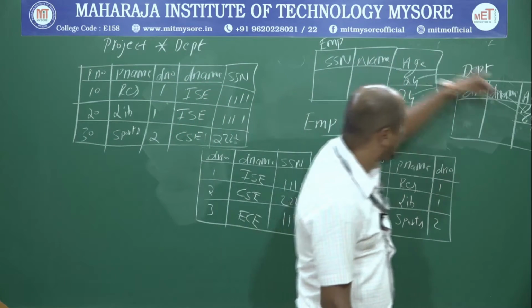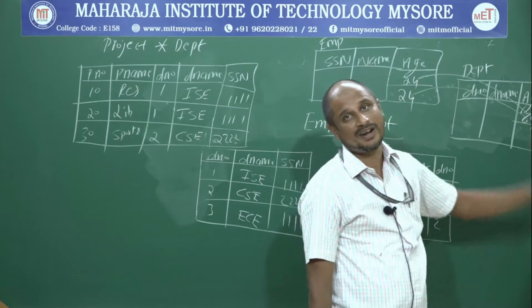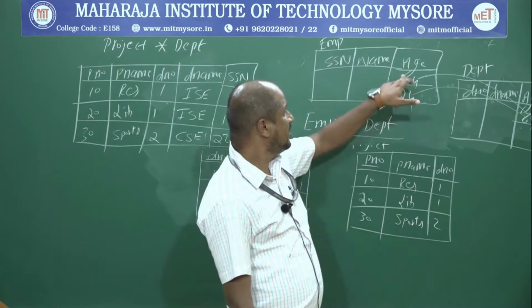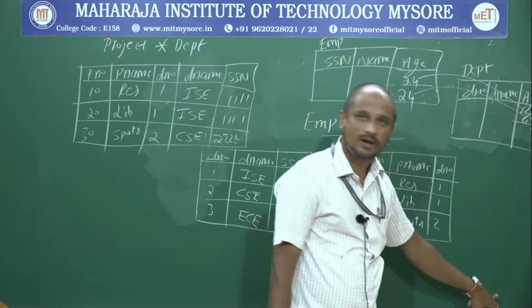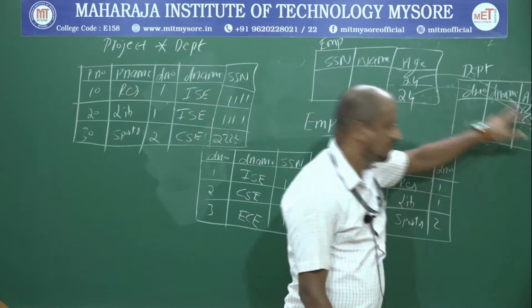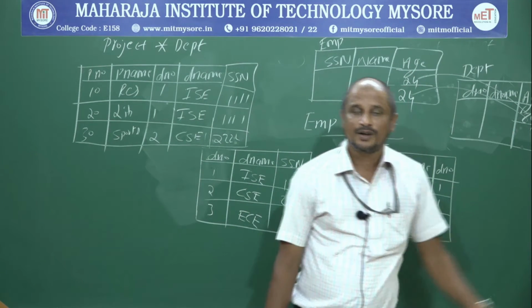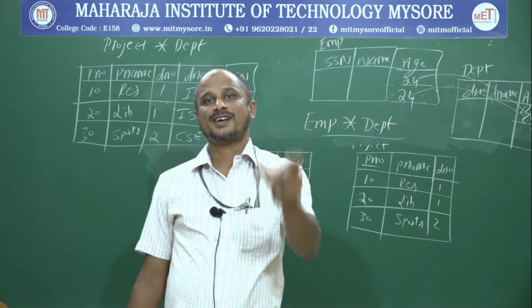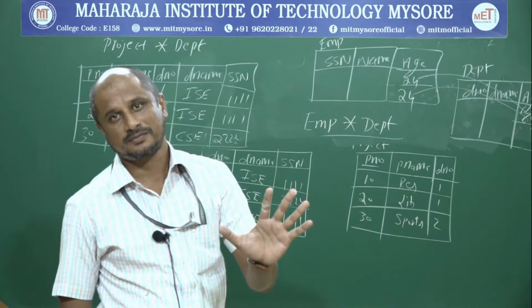There may be repeated ages, and if I join all these tables using age as the common attribute, there may be many employees with the age of 24. So 24 joins with 24, 24 joins with 24, 24 joins with 24, right? Because age is a common attribute. It's not a primary key or a foreign key.